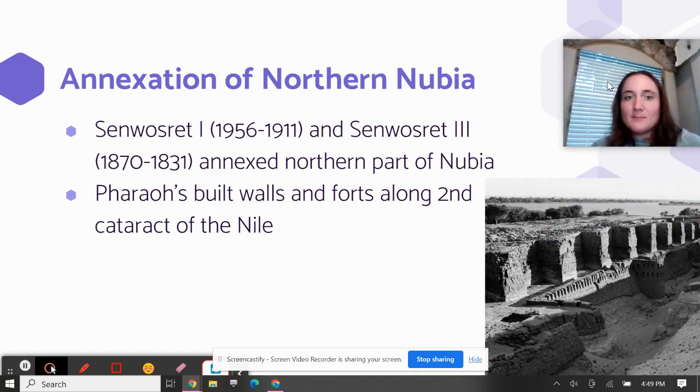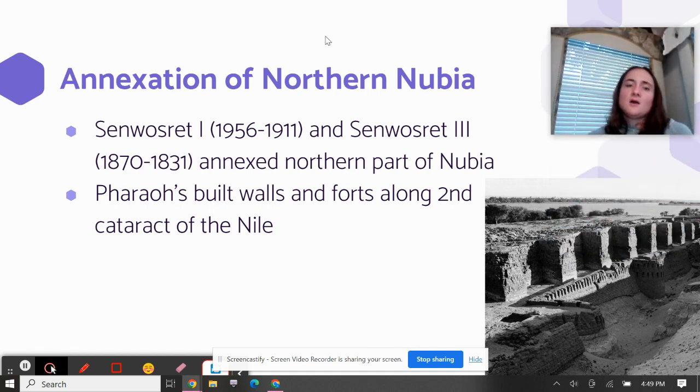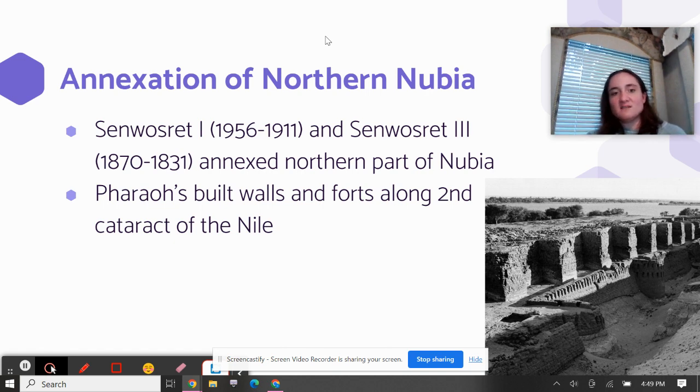So one of the most famous annexations of Nubia would be under the rule of Senusret I and Senusret III, who annexed the northern part of Nubia. These two pharaohs built walls and forts along the second cataract of the Nile to show that they conquered that land. They're pretty cool.